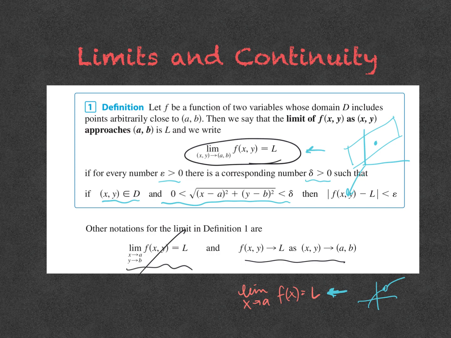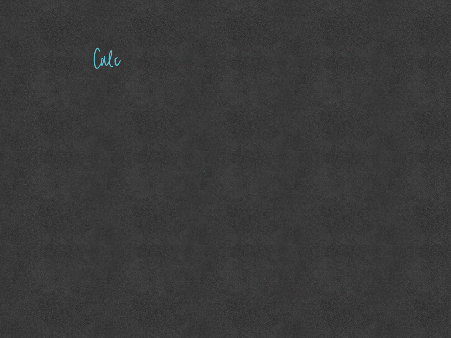So limits are not necessarily easy to do. There are a couple of different things happening here. In Calc 1, we would always plug in our values first to see if it works. And in Calc 3, we're still going to plug in our values first to see if it works. If you can plug it in and you don't get an undefined value, then you're going to run with that, especially if the domain is all the real numbers in R2. So that works out well.